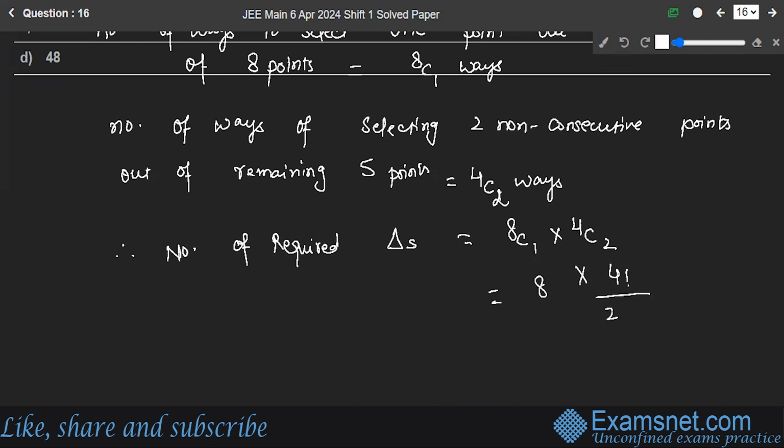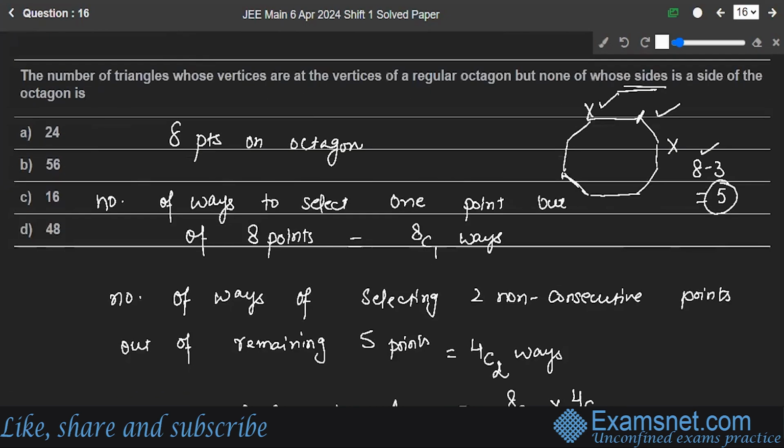This is 4 upon 2 upon 2 factorial. This is 8 into 4 into 3 upon 2, which is equal to 48. So 48 triangles are possible. You have option D as the right answer. Hope you got that. Let's move to the next question.